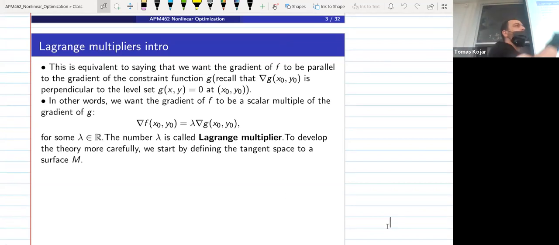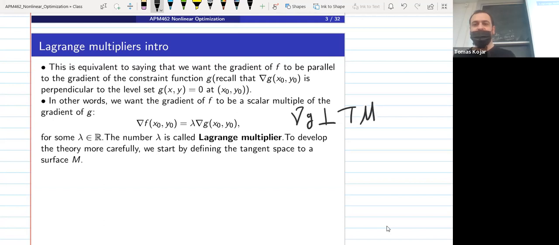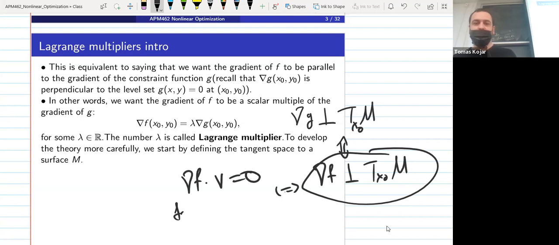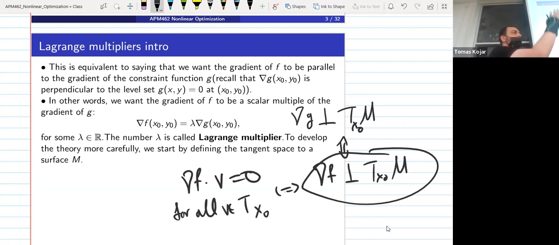Yeah, so I have to define the blue line. There was a blue line, and we had that the blue line is perpendicular to this guy. And so we will prove that the Lagrange theorem is the same as saying that this guy is perpendicular to the tangent space, and this is much easier to check. That's what you will see in the examples. It's basically a dot product. So this will be the gradient of f dot v equal to 0 for all v in the tangent space at x naught, the blue line.